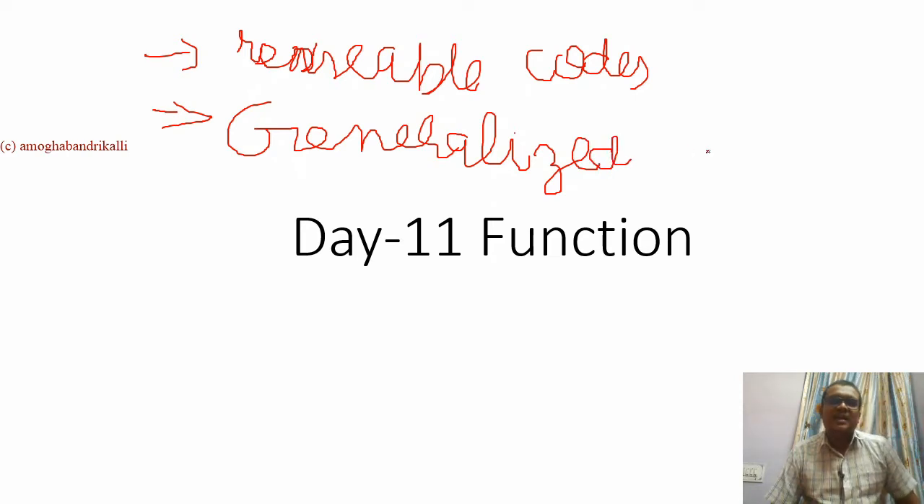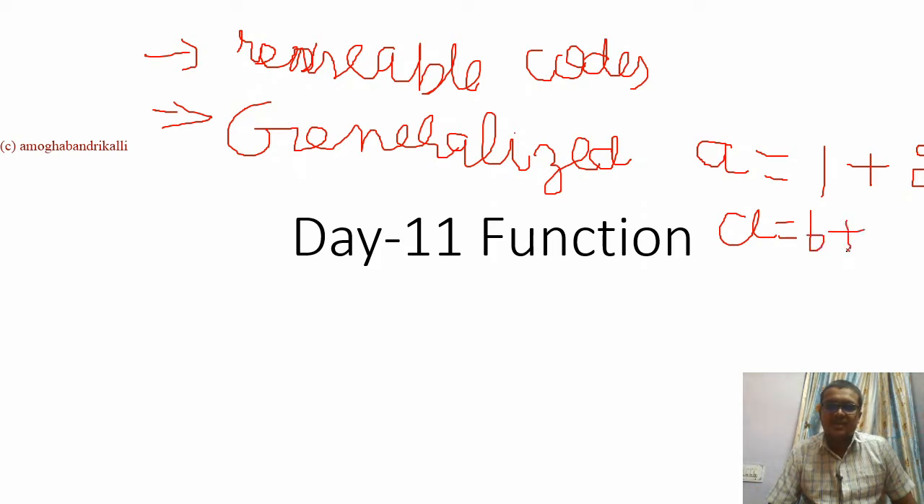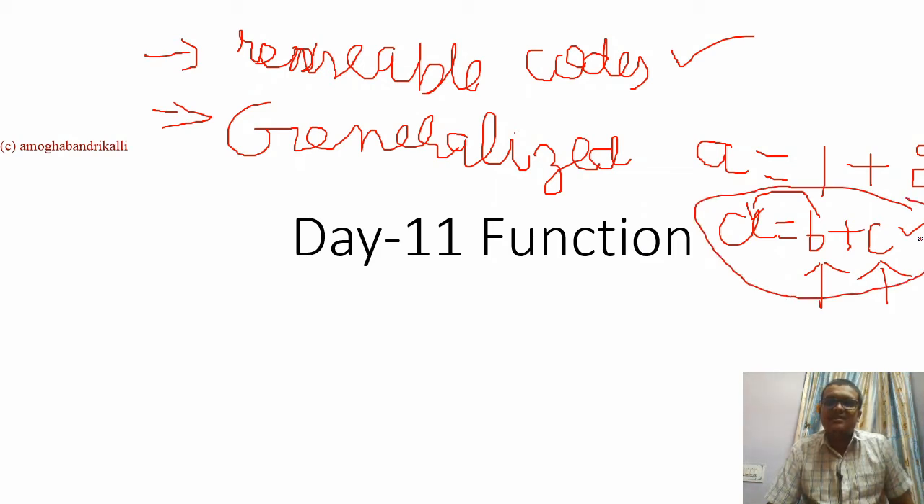Let me give an example of what generalized means. If you are going to write a function for performing addition of two numbers, like 1 plus 2, this is not a generalized version. You need to write a is equal to b plus c. This is a generalized version. b and c should be taken from the user, and you perform the addition, and the answer is stored on the left-hand side. It can be reusable if and only if it is generalized.